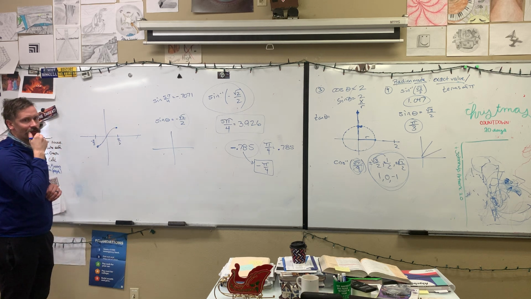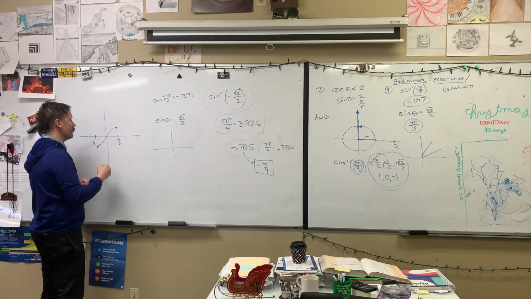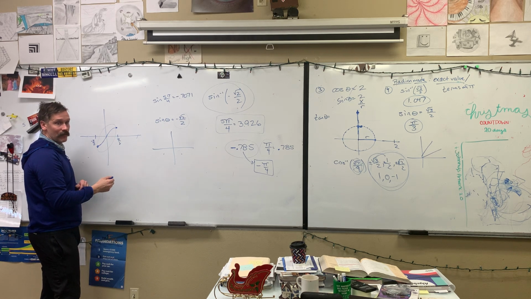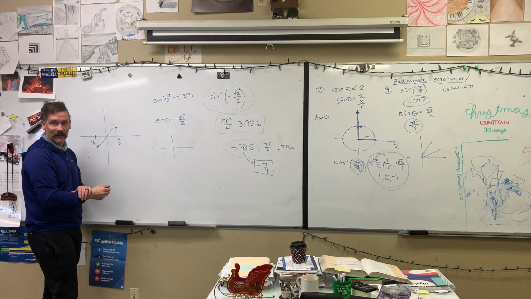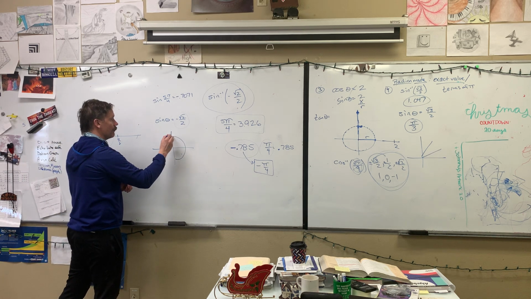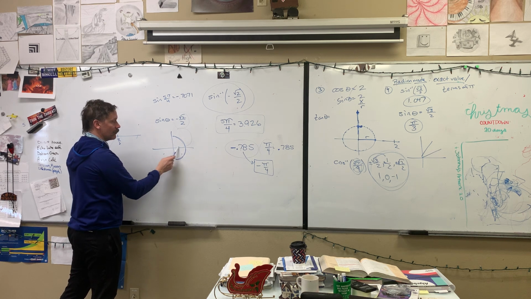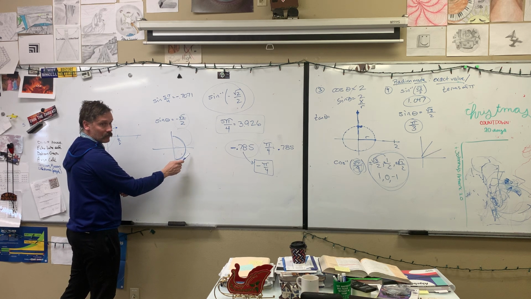So any inverse sines are going to give you values between negative pi over 2 and pi over 2. What two quadrants is that dealing with? Negative pi over 2 to pi over 2. First and fourth. This will give you positive ratios, this will give you negative ratios.